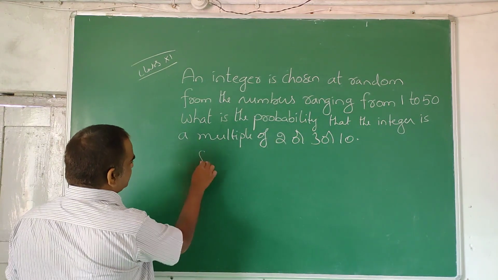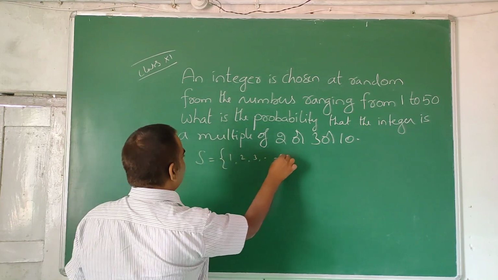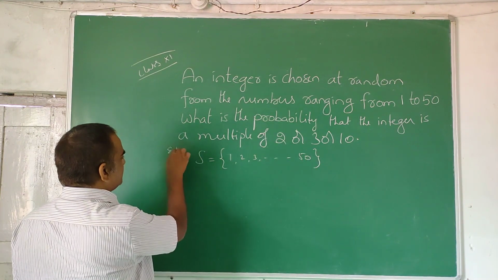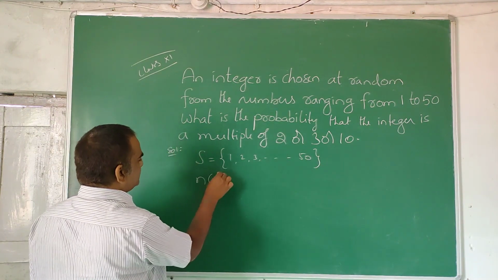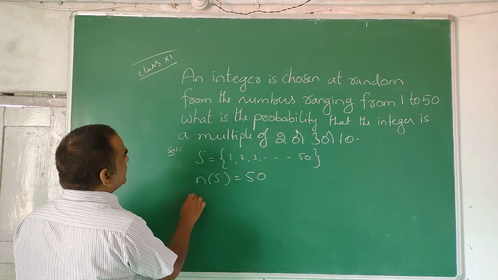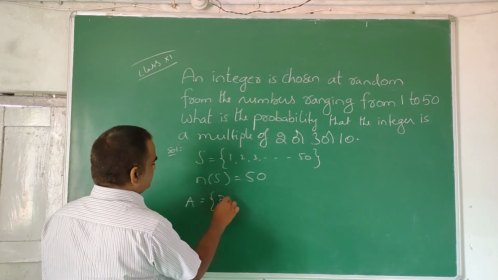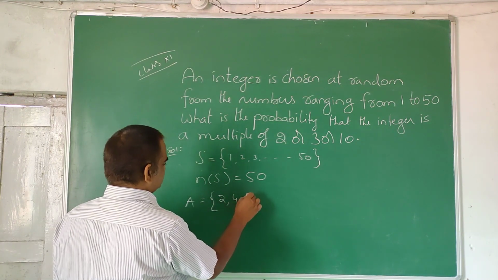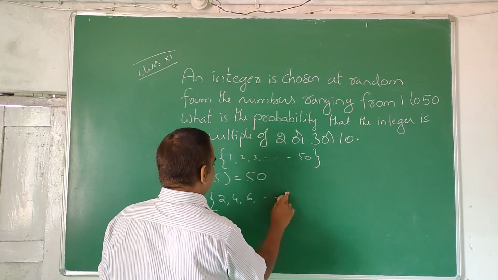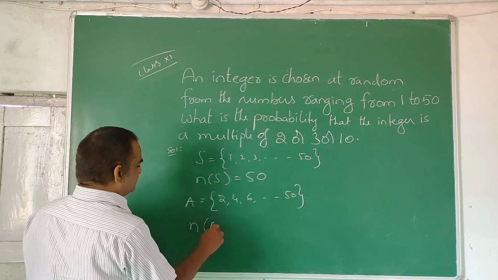So if you go for the sample space, it is 1, 2, 3, and so on up to 50. I am doing the solution now. So n(S) is 50. Now A is a multiple of 2, say. So 2 ones are 2, 2 twos are 4, 2 threes are 6, and 2 25s are 50. So n(A) is 25.